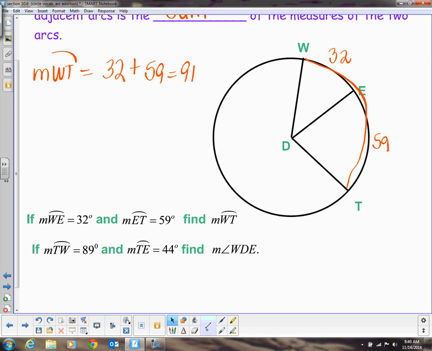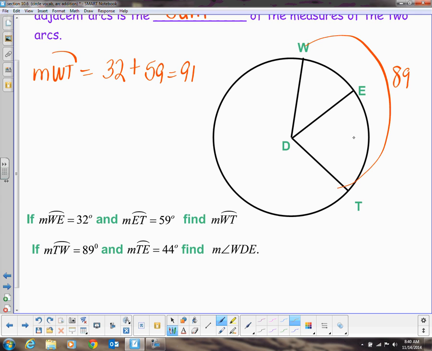If I tell you that arc TW is 89 degrees, arc TW is this whole thing, 89, and I tell you that TE is 44, how do I get the measure of this angle? I find the measure of that arc. And now what's required here? 89 minus 44 is going to give me an arc of 45. And if my arc of 45 is going to equal my angle there.